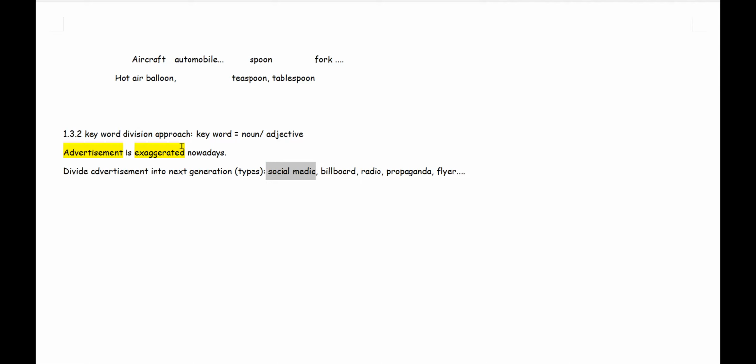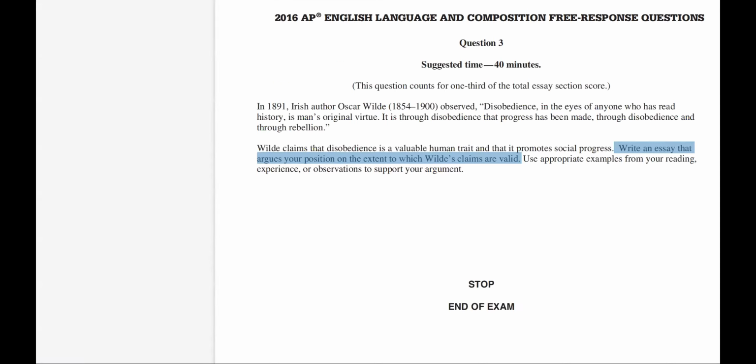So for this kind of prompt, I know I can use participant division, but when I look at that, I say, okay, who is the player? Nobody, right? Only the advertisement itself. Okay, so in this case, we divide the keywords. You divide it into the next generation. What types of advertisement? So this kind of approach we can use here.